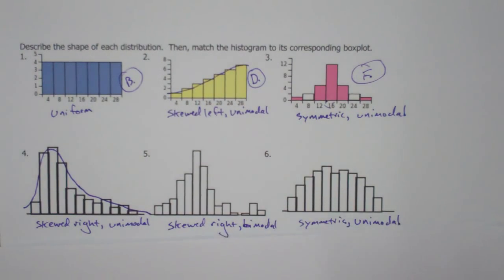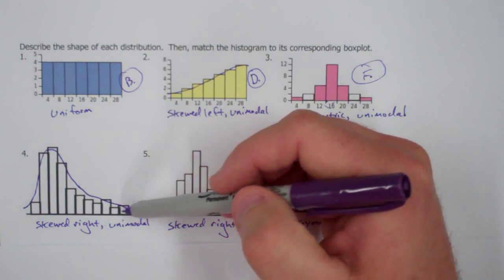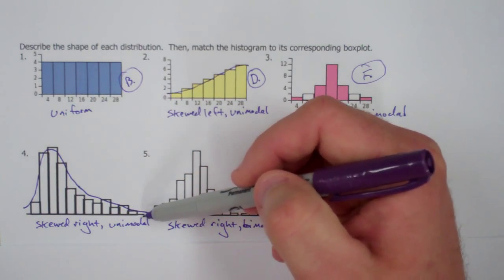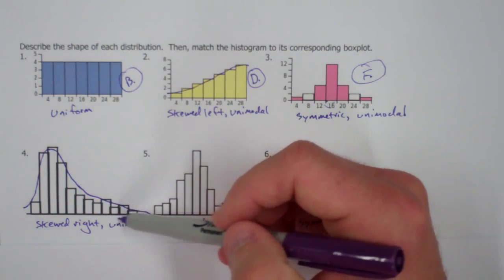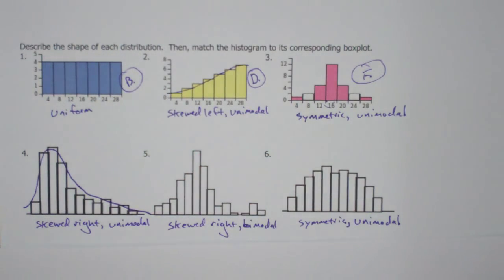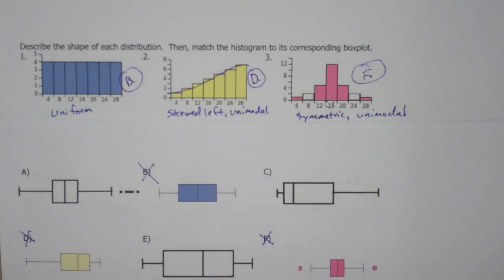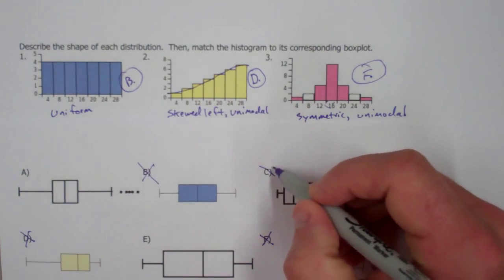Moving on, we could take a look at number 4 here. This is definitely skewed right, and there may or may not be some outliers. If we take away these outliers, it's still skewed right. So let's see if we can figure that out. Wouldn't be this one. There are some outliers to the right, but the rest of the data is not symmetric even if we take it out. So I think this one's going to be C.